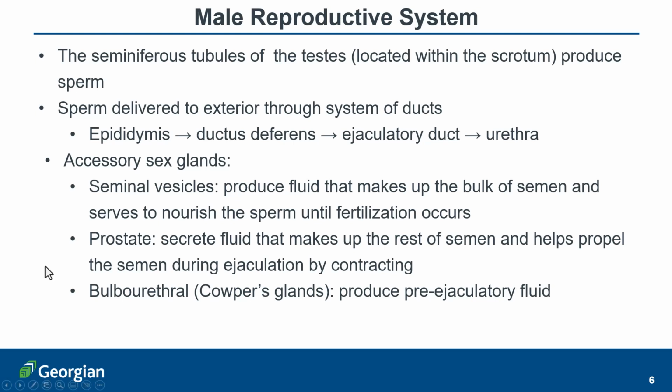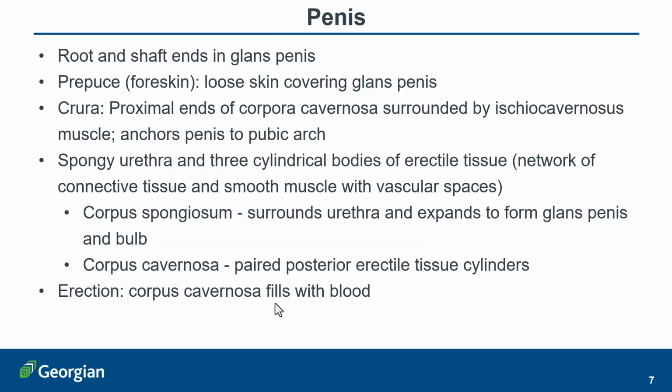And lastly, the bulbourethral glands also produce some pre-ejaculatory fluid. Let's move on to discuss very briefly the anatomy of the penis. The root of the penis starts off higher up in the pelvis, and the shaft ends in the glans penis.